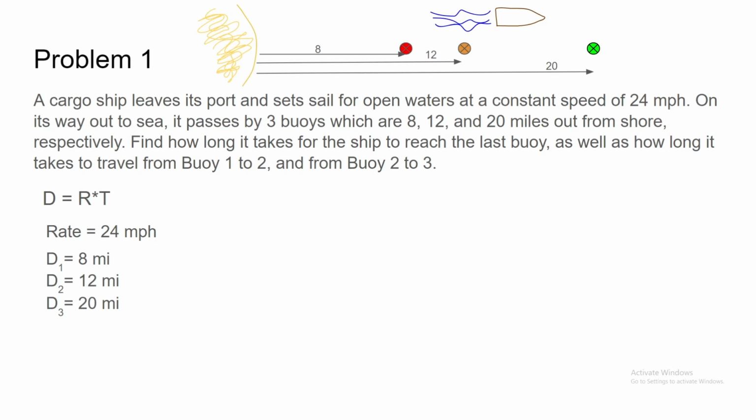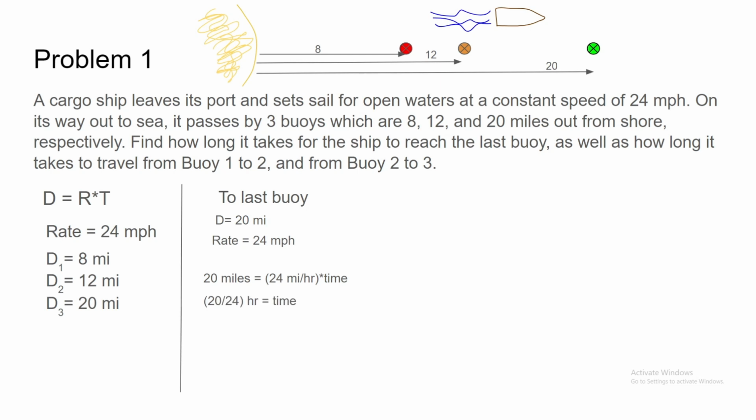Alright, so first let's find how long it takes for the ship to reach the last buoy. So to the last buoy, we know that's going to be a distance of 20 miles. And our rate is going to be 24 miles an hour. So if we just take both of those values, plug them into our equation, we get 20 miles is equal to 24 miles an hour times our time. Now if we just divide both sides by 24, we get 20 over 24 hours is equal to our time. We simplify that and we get 5/6 of an hour.